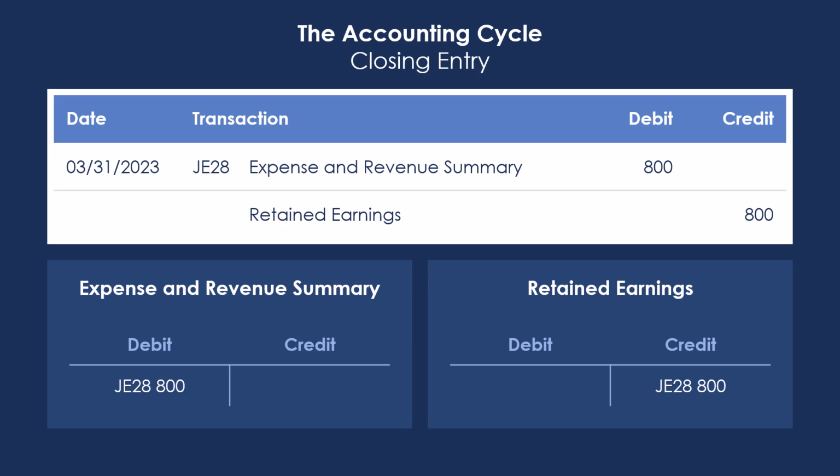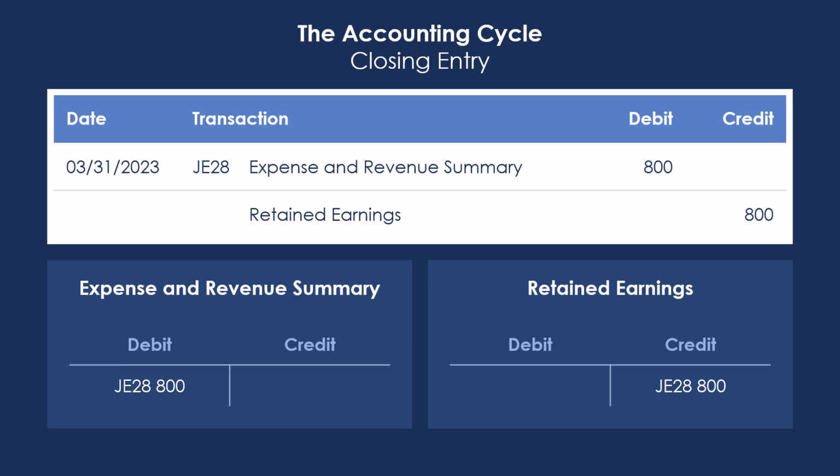When the profit or loss is determined, in this case profit, we close out expense and revenue summary with this journal entry and post a credit to retained earnings. Retained earnings is a capital account, a claim of owners, shareholders, on assets that were earned and retained in the business. It is not money. It is a claim of owners, and it is not a claim on cash.